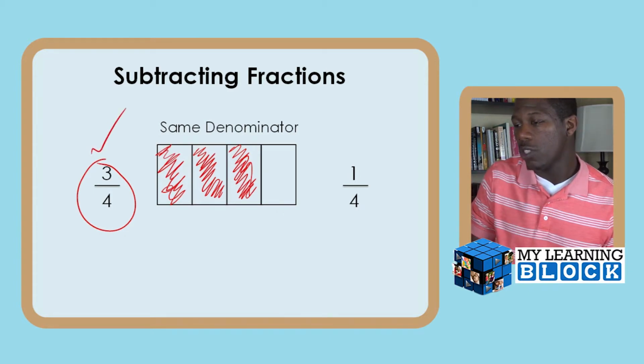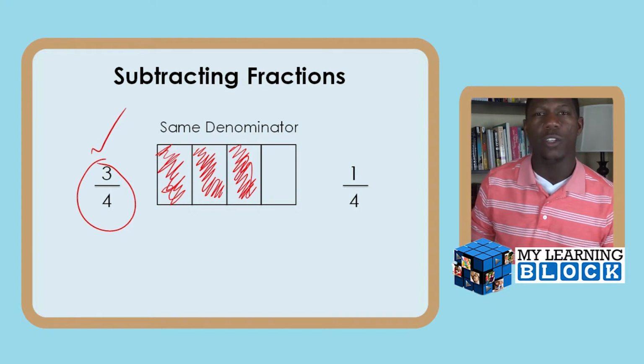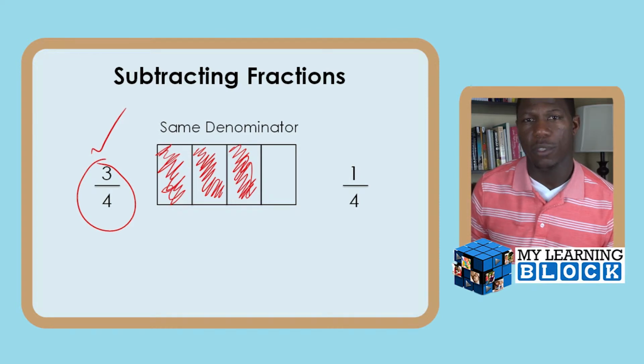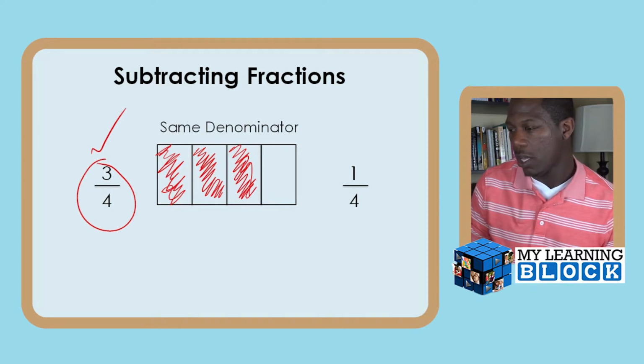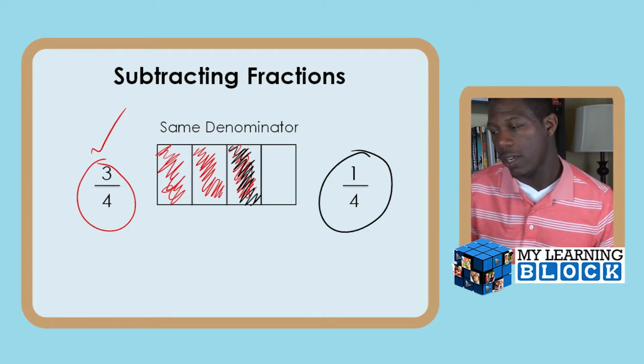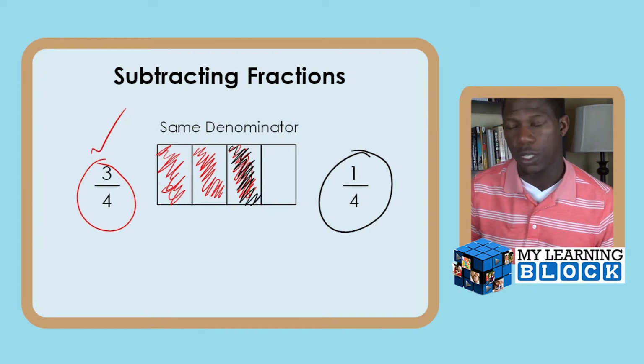Now you want to switch colors. Say, go ahead and switch your color, and this time I'm going to switch it to black. And you want to say, I want you to take away 1/4 out of the 3/4, and tell me how many fourths you have left. So in black, and I'll circle it so you can see it, they're going to take back 1/4. And once they do that, they're left with 1, 2.